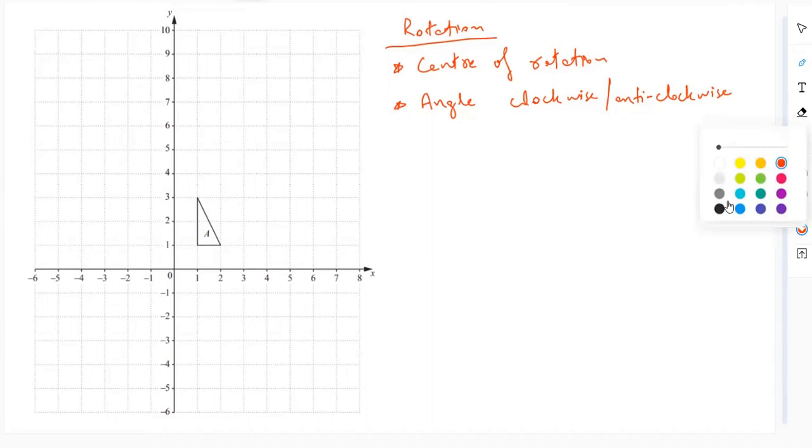Now, what do we mean by that? For instance, I have this figure again. I've got this triangle. That's the triangle A. And what I want to do is I want to rotate this triangle about origin. ये मेरा origin है, right at the center. This is the origin. ठीक है, इसको मैं rotate करना चाहता हूँ.